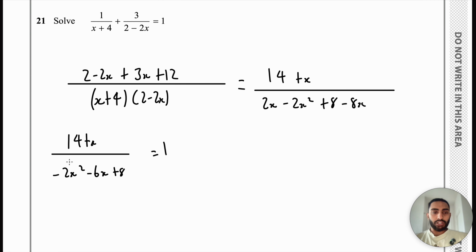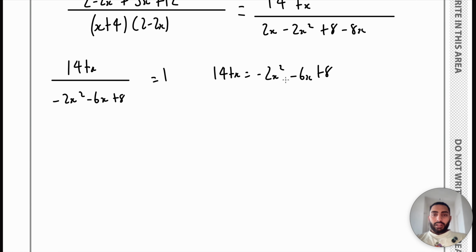So to get rid of this fraction, I just need to multiply everything by this. So I'm multiplying this right-hand side by all of this, my denominator. So now I have 14 plus x is equal to negative 2x squared minus 6x plus 8. I can see I'm going to have to solve this quadratic, so I need to move everything over to one side and make it equal to 0. And I think it would be better if I move everything to the right-hand side, because I've got this negative 2x squared, and it'd be better if it's a positive 2x squared.